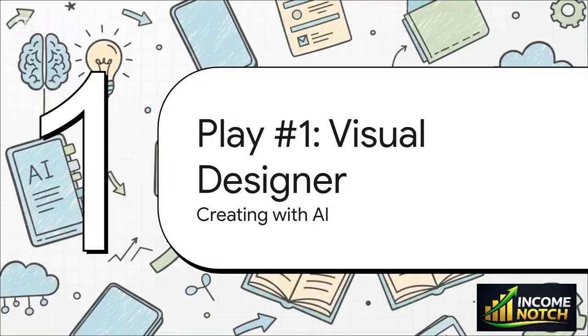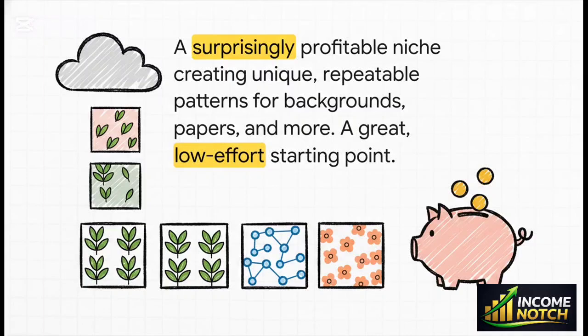First up, play number 1, the visual designer. This one is for anyone who has a good eye for things that look good, even if you don't have the technical design skills yourself. AI image generation is about to become your new best friend. And our first product idea is maybe one of the strangest, but it's also surprisingly profitable. Seamless patterns. These are basically the digital building blocks for everything from custom wrapping paper to website backgrounds. It's a niche that's just quietly making people a ton of money.